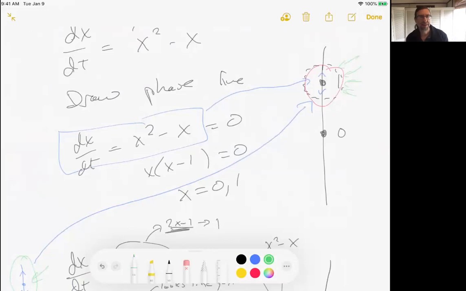Do you buy that? If that's making sense to you, great. If it doesn't make sense to you, please stop me, and I could say it in ten other different ways. But I'm sensing boredom, so I want to go on. We want to do the same thing now for two-dimensional systems.